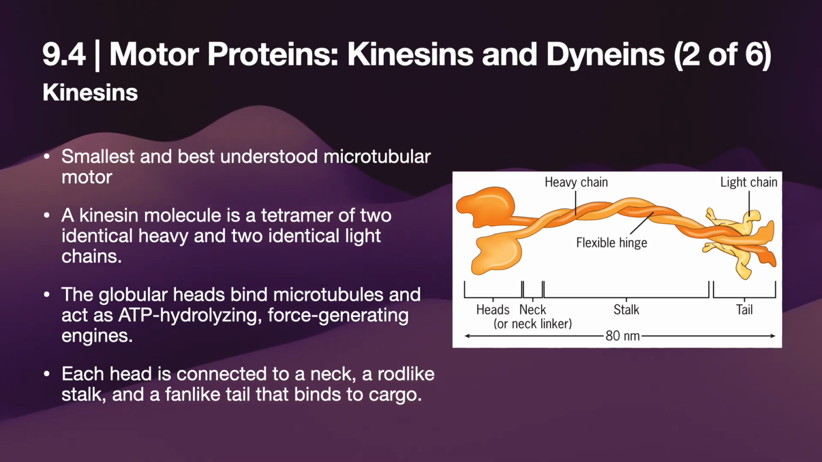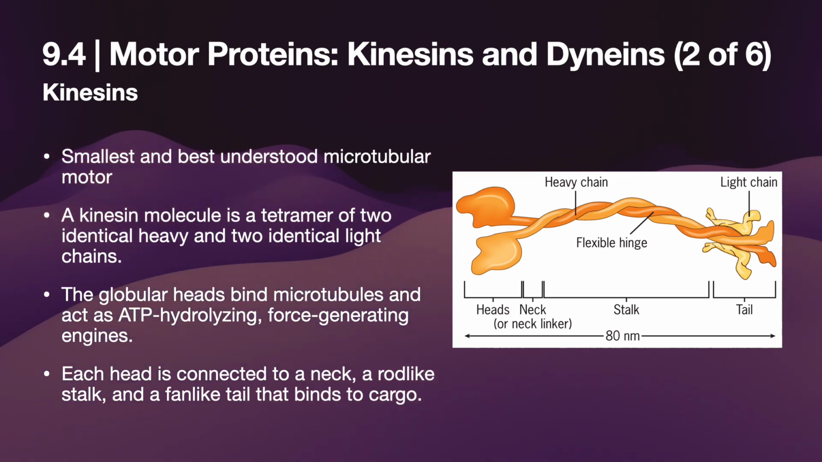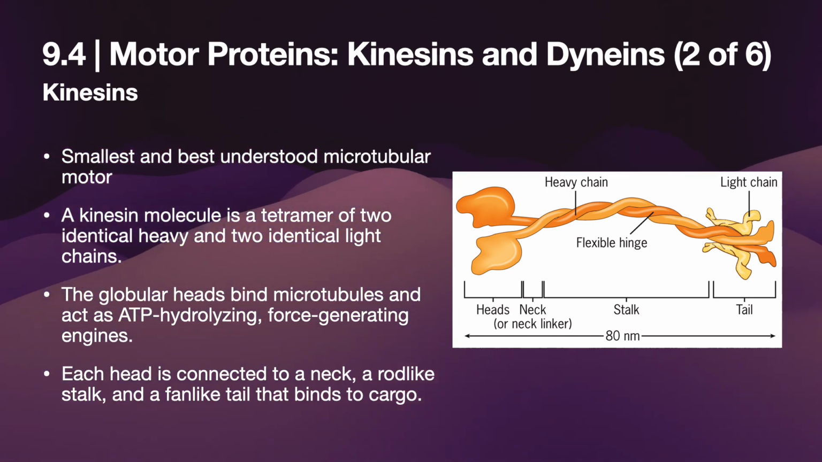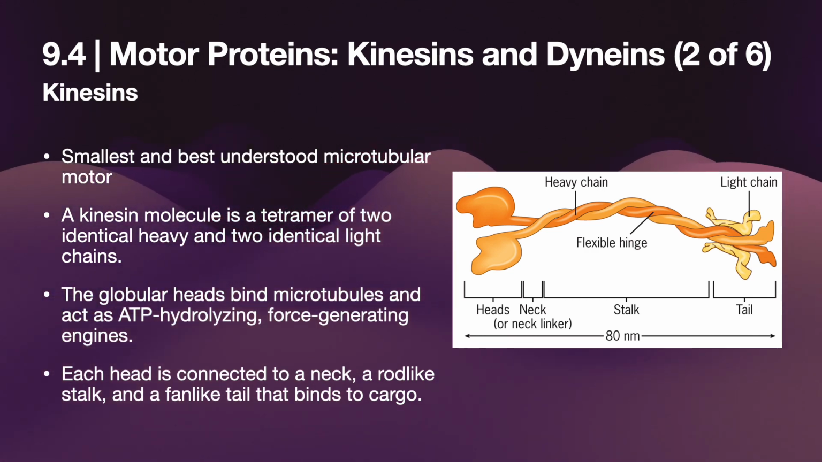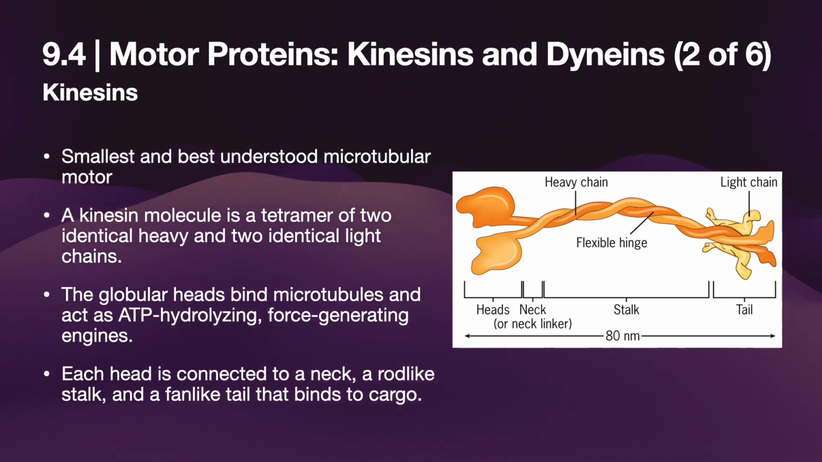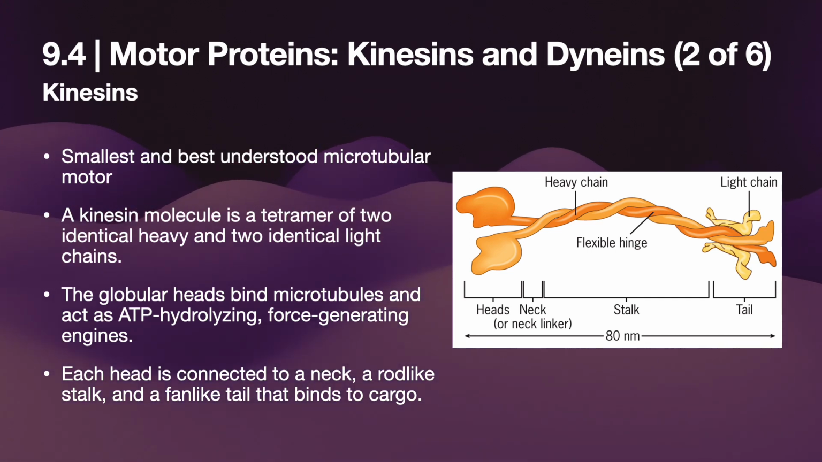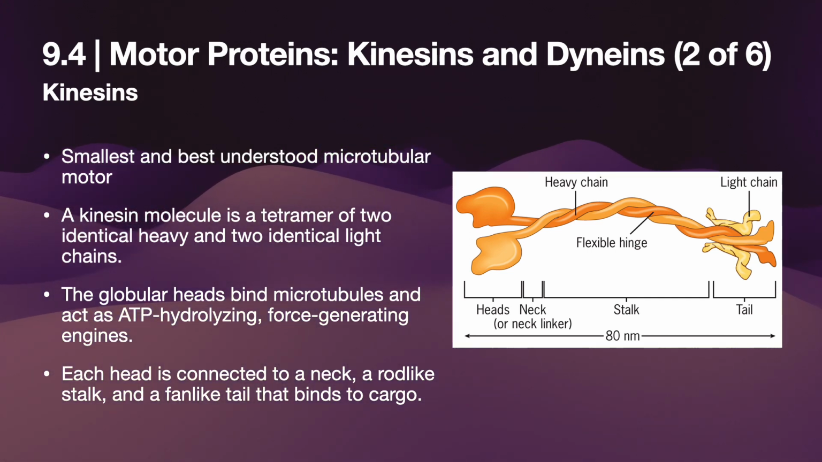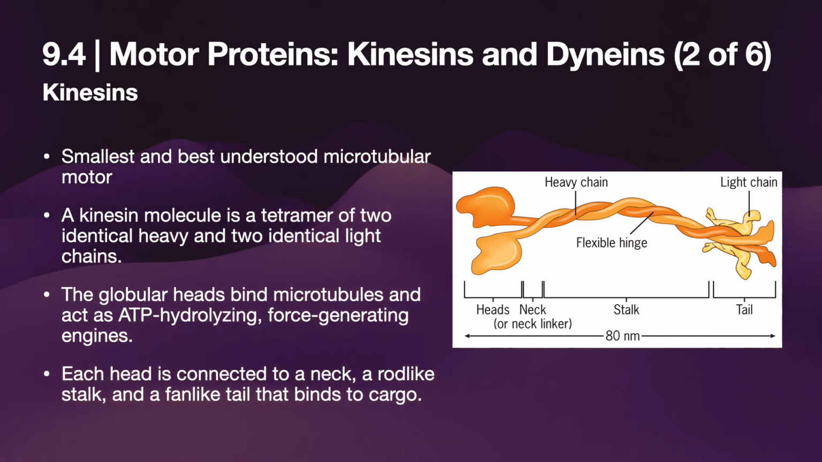Kinesin, for instance, is one motor protein that's the smallest and the best understood microtubular motor, and it is a tetramer of two identical heavy and two identical light chains. As you see in the figure on your right, the globular heads bind microtubules and act as ATP hydrolyzing, force generating engines. Each head is connected to a neck, a rod-like stalk, and a fan-like tail that binds to a cargo.